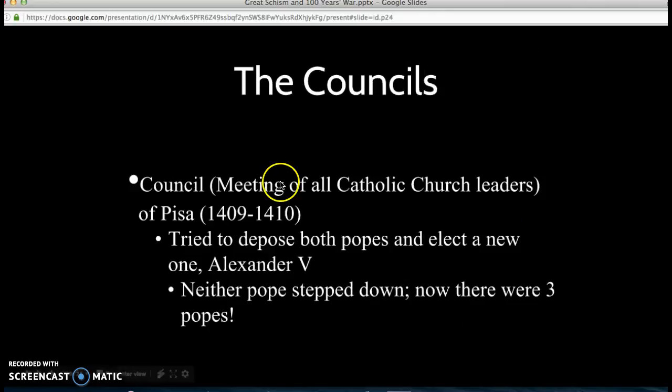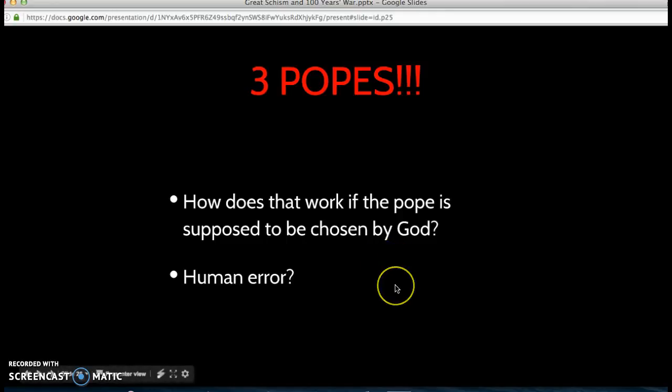So the church gets together. They hold a council to try to figure out what to do. This leads to more problems. They try to get rid of both popes and elect a new one, Alexander V. Neither pope stepped down. They said, no, that doesn't make sense. I'm the rightful pope. Now there's 3 popes, which is even worse than 2. And the people are starting to say, this is just not right. How does that work if the Pope is supposed to be chosen by God?